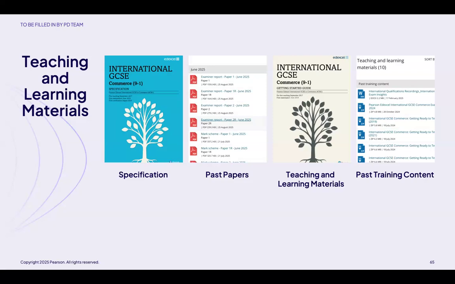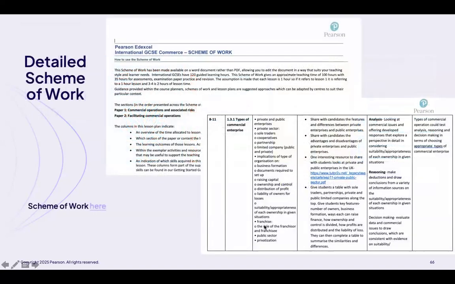Specifications there. There's a screenshot of those past papers and what's available for you there. Past training content. There's a whole host of past training that you can have access to. Much of that has been around assessment materials, around what marking activities and things like that. So a whole range of stuff.